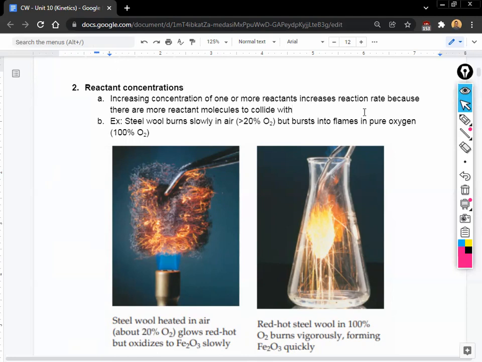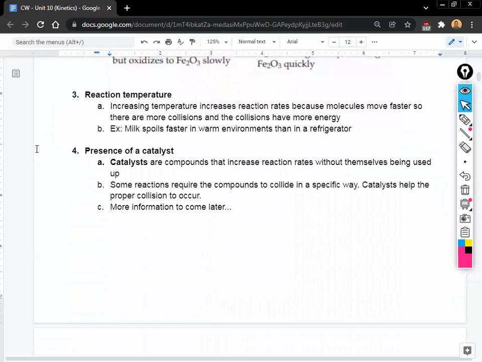All right, let's move on to number 3. The next one is reaction temperature, right? Remember, temperature is a measurement of how fast the molecules are moving, right? The faster they move, the more collisions, because the more energy, and so the faster the reaction. A good example is milk. You keep it in the fridge, it takes a long time for it to get yellow and chunky and sour. You leave it on your countertop, that thing goes bad real fast.